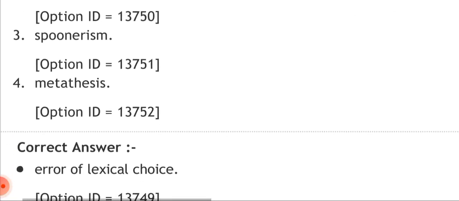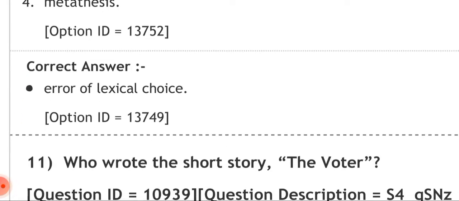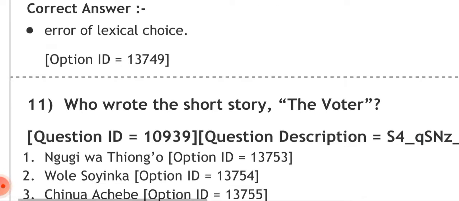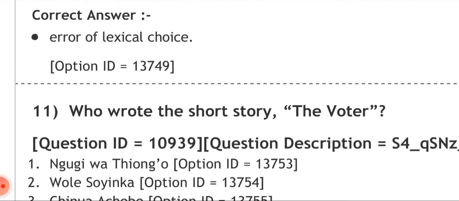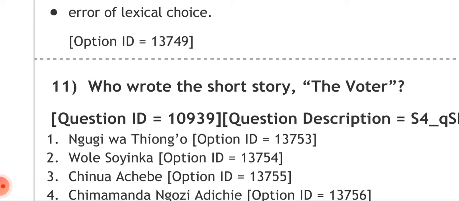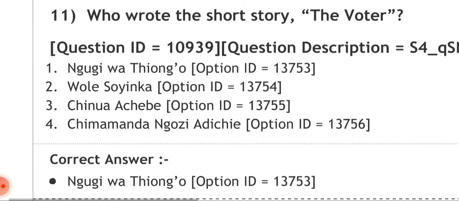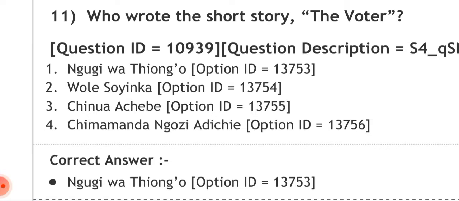Next question. Who wrote the story The Voter? Options are Ngugi wa Thiong'o, and my pronunciation is not up to the standard, I have understood it and I am very sorry for that. Number 2 is Wole Soyinka, number 3 is Chinua Achebe, number 4 is Chimamanda Ngozi Adichie. The correct answer is Ngugi wa Thiong'o. He is the writer who wrote this short story, The Voter.